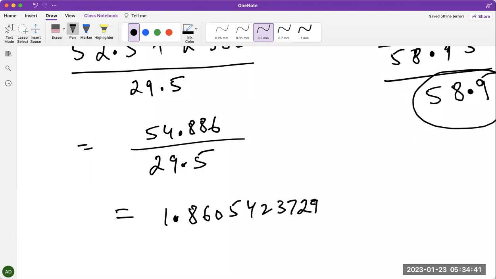Just copy paste the whole thing. Don't be lazy, okay? All right.